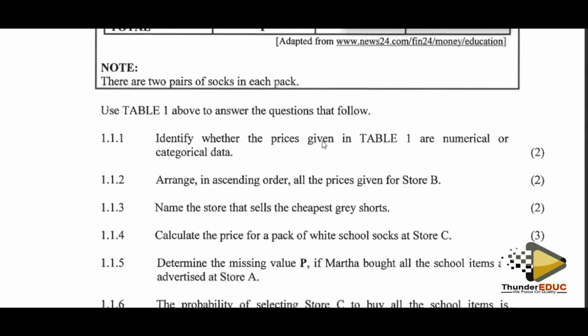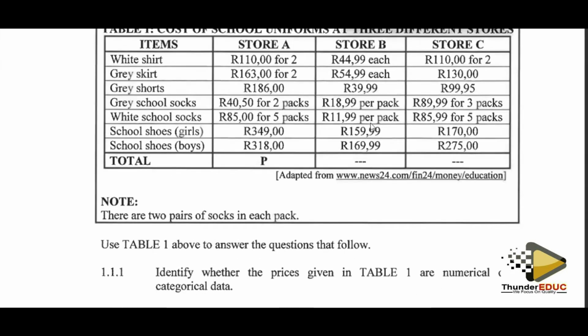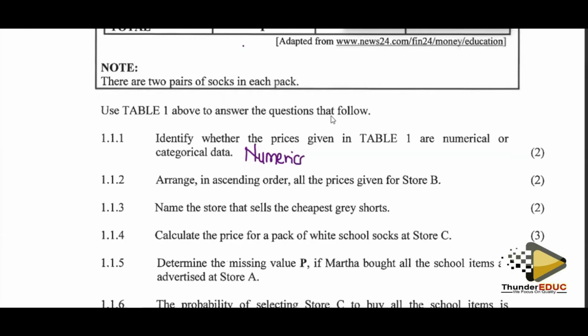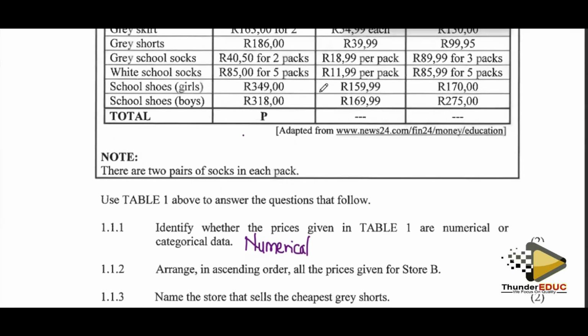Identify whether the price given in Table 1 is numerical or categorical. The prices given are numerical. Then if they're numerical, sometimes they might ask, is it discrete or continuous? We said continuous are numbers with commas and they can be measured.